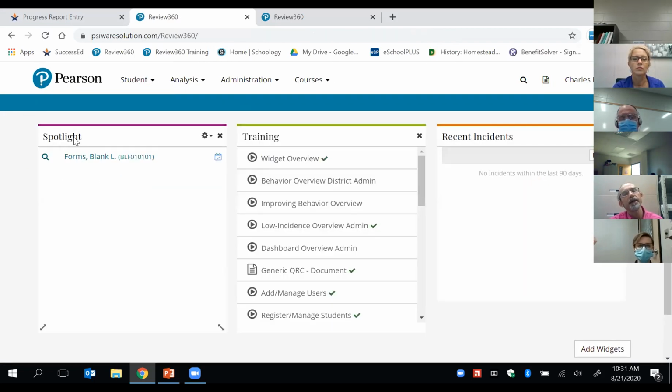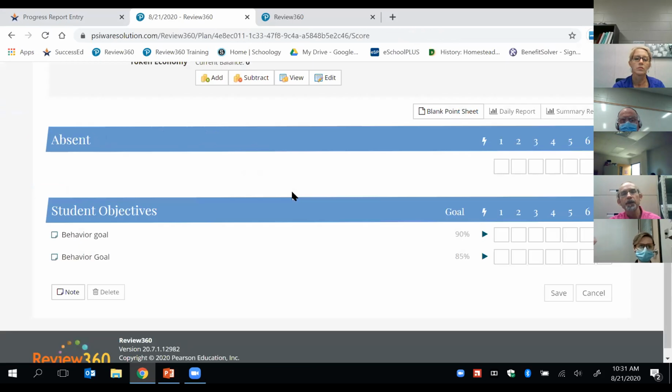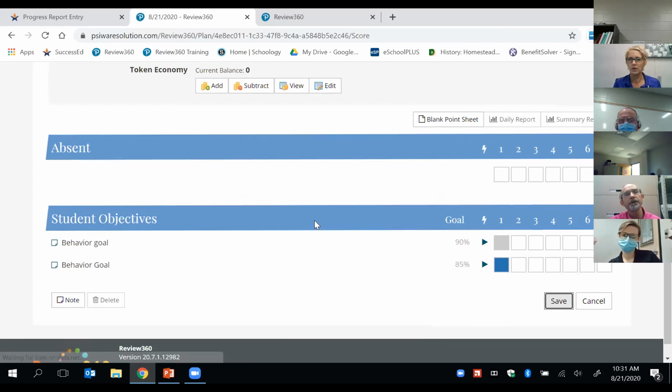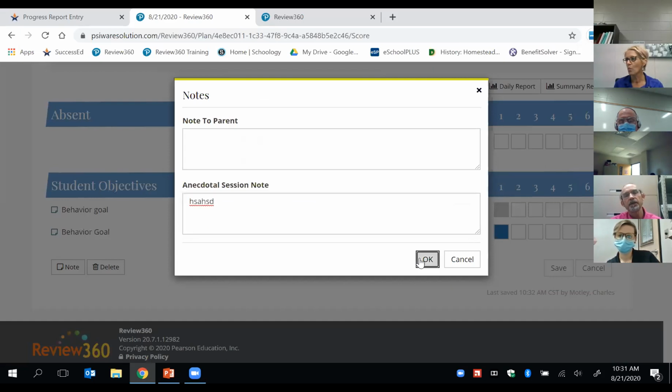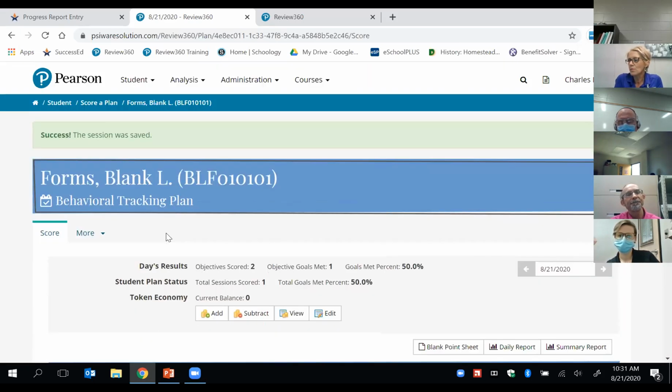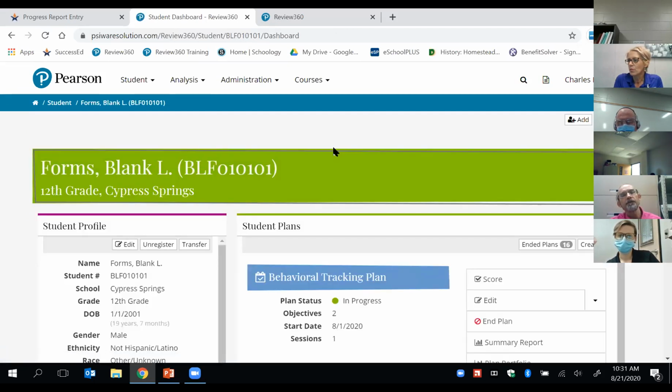So since I'm on this plan, the student will appear in the spotlight box. So to score it, you would just come right over here, just like earlier, and click on the little icon. And that's the information that we just imported from Success Ed. I didn't add any accommodations, but now you're ready to score the plan. No point, the student did not exhibit the desired behavioral outcome, or full point, yes, they did. Save it. And if I wanted to add a note, I could come here, say what I need to say, click on OK, and save. You can also get to the scoring screen from the student profile page.